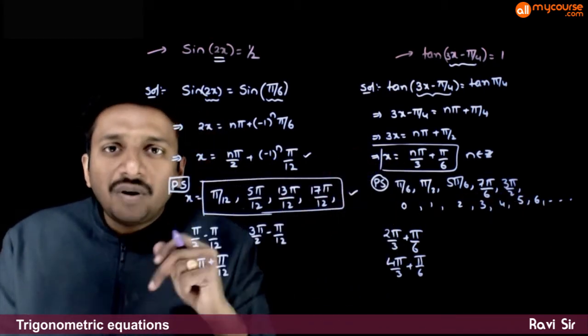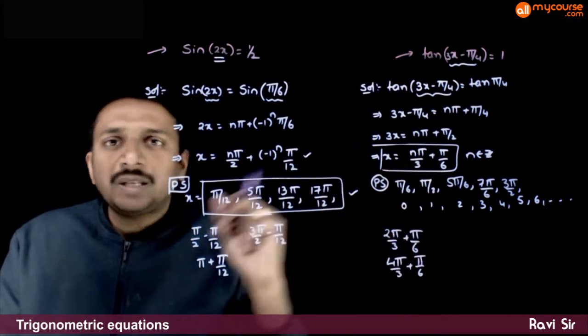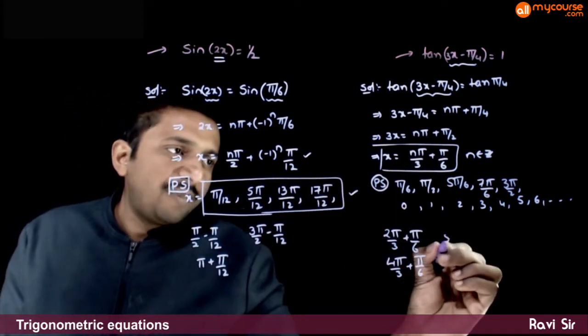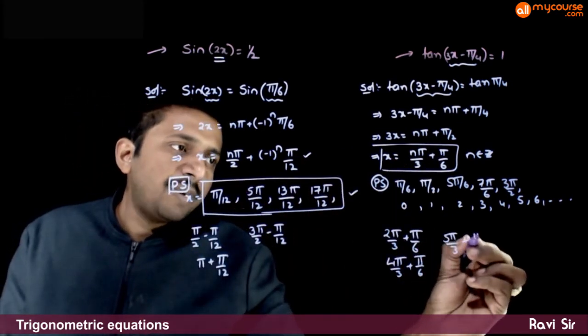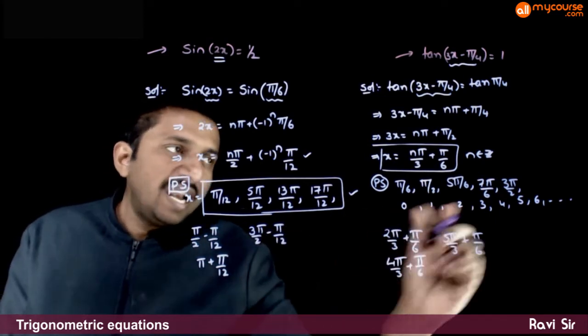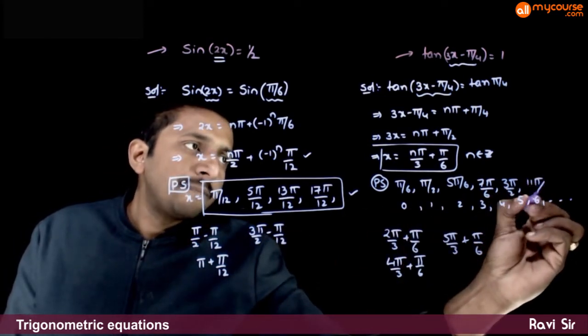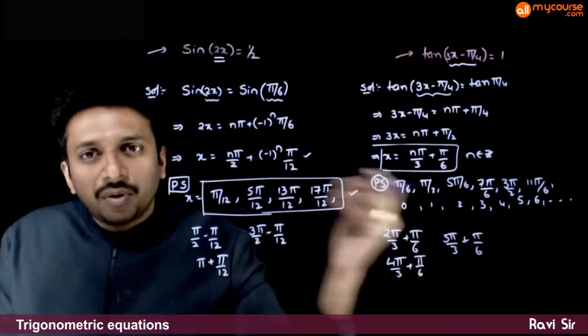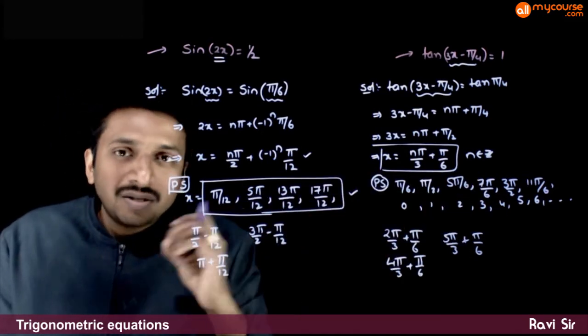So corresponding to n is equal to 5, you have 5 pi by 3 plus pi by 6. This is 11 pi by 6. So this is also okay. You're going to 330 degrees. You have come very close to 360 degrees.